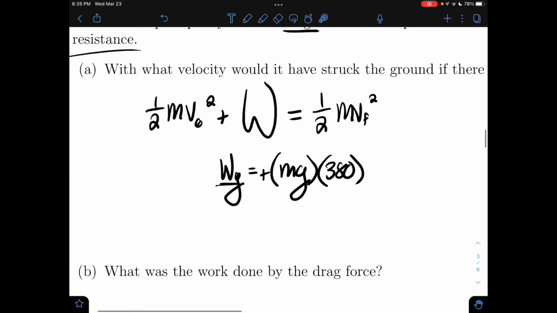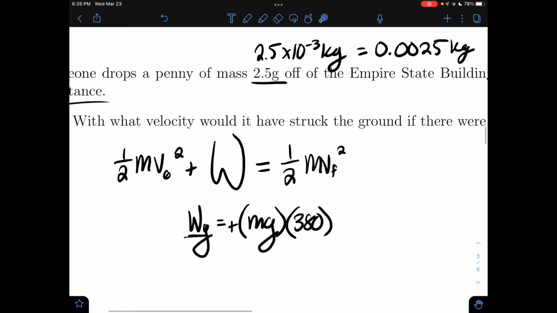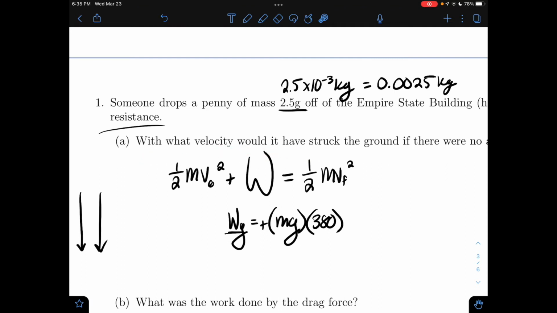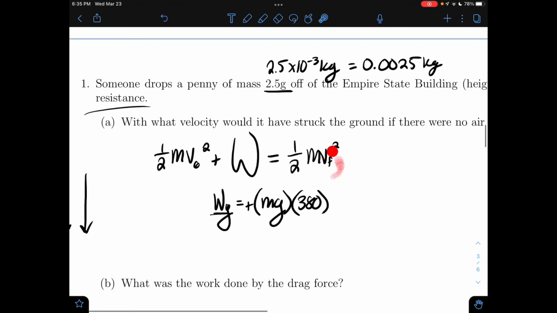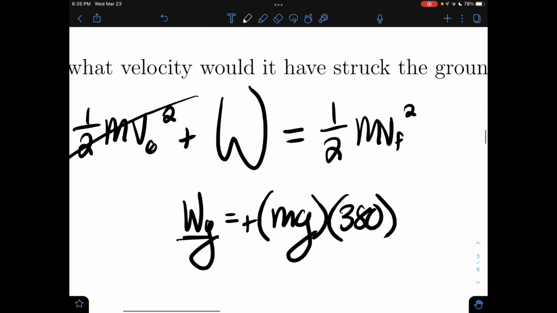Now let's think about what else we know in our big equation. So we're solving for this final velocity because it's asking with what velocity does it strike the ground. So this is what we're solving for, so we're not supposed to know that. So we need to figure out our v naught. Since we're dropping a penny, it's just going to start from rest, meaning our v naught is 0, and this whole term is just going to go away for us.